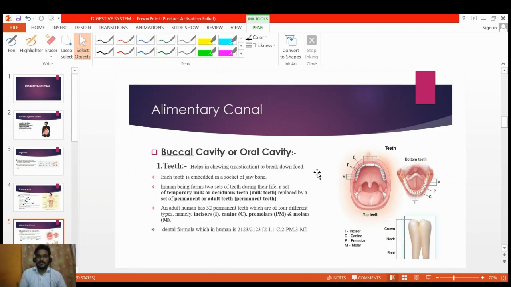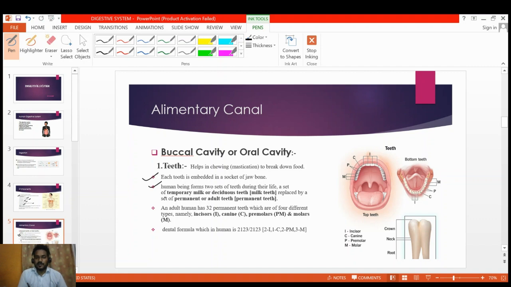We all know that our teeth are fitted on the jaw, exactly, in the sockets of the jawbone. So we have this thecodont type of teeth. Next to this we have two sets of teeth.